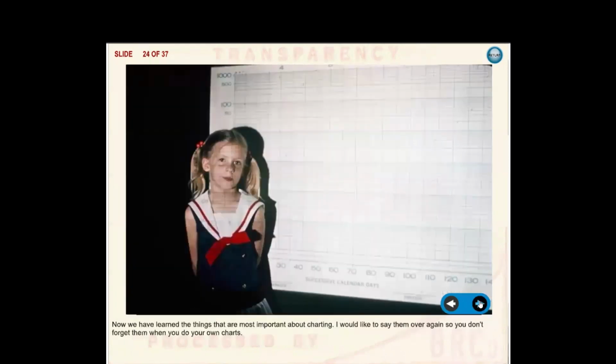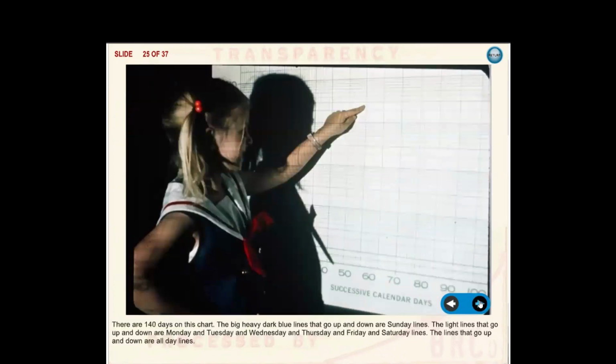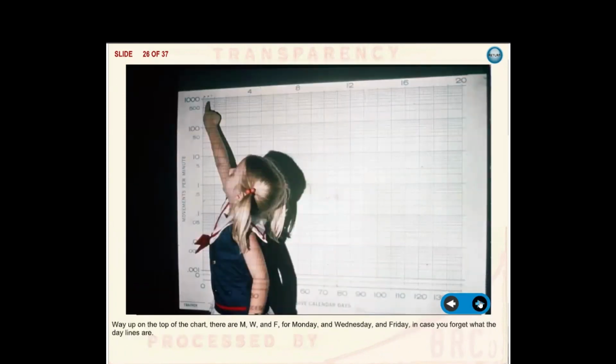Now we have learned the things that are most important about charting. I would like to say them over again so that you don't forget them when you do your own charts. There are 140 days on this chart. The big heavy blue lines that go up and down are Sunday lines. The light blue lines that go up and down are Monday and Tuesday and Wednesday and Thursday and Friday and Saturday lines. The lines that go up and down are all day lines. Way up on the top of the chart, there are M, W, and F for Monday and Wednesday and Friday, in case you forget what the day lines are.